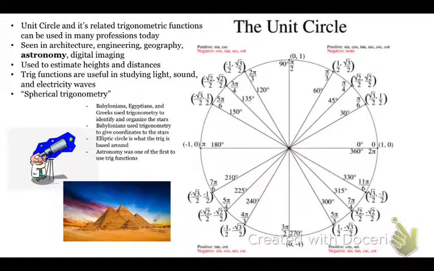Astronomy, which I love. I think astronomy is so cool. The Babylonians, Egyptians, and Greeks. Think back to when the Babylonians, the Egyptians, and Greeks were around. I mean, they're still around, but that's a long time ago. They used trig to identify and organize stars because you can determine a lot of things by just looking at the stars. The Babylonians used trig to give coordinates to the stars. The elliptic circle is what the trig is based around. And astronomy was one of the first to use trig functions, which is super cool.